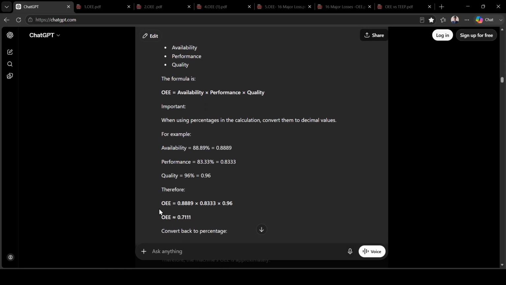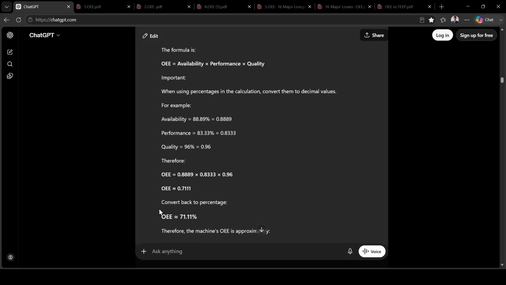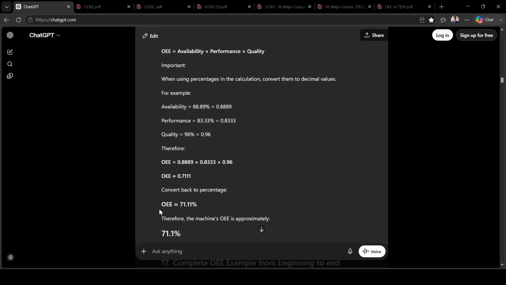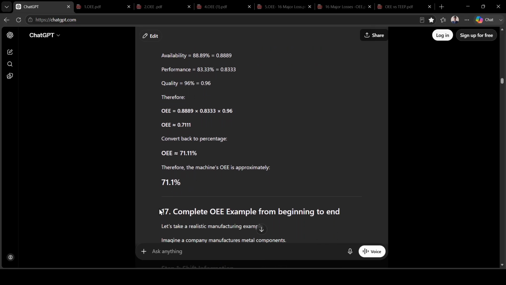Therefore, OEE equals 0.8889 times 0.833 times 0.96. So overall, OEE equals approximately 0.71. Converting back to percentage, OEE equals approximately 71.1 percent. Therefore, the machine OEE is approximately 71.1 percent.